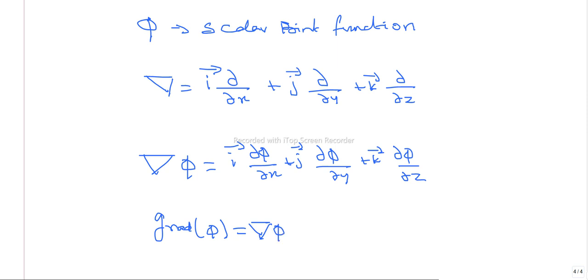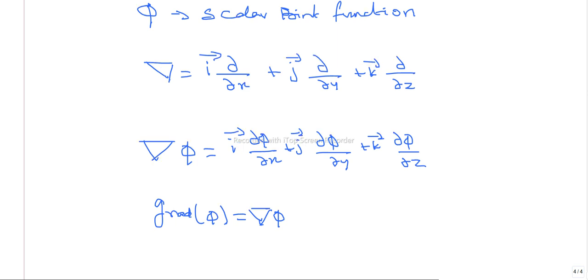So given any scalar function, we assign some vector function. That assigning is del pi. So this operator del is called a vector differential operator. Now the gradient is del pi.